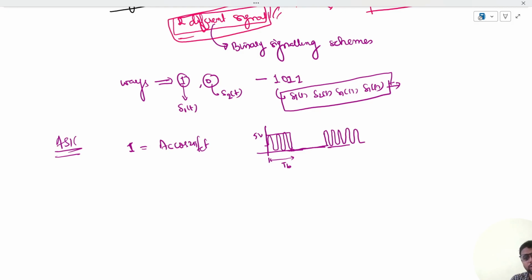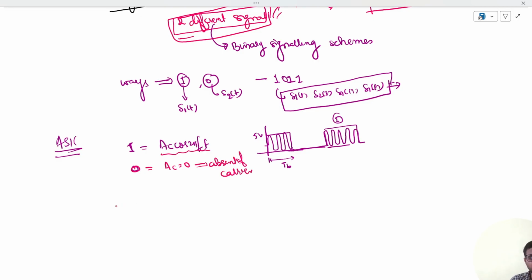So in amplitude shift keying, we represent 1 with the presence of the carrier, that is A_c cos 2π f_c t, and for 0 the amplitude is 0, put A_c equal to 0. Or we can say it is the absence of the carrier, no carrier is being transmitted.